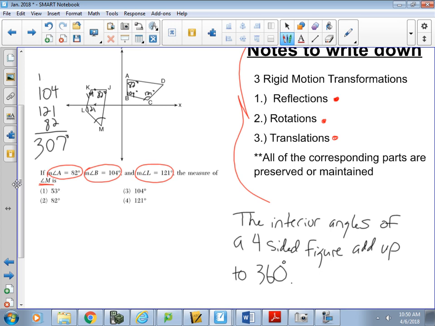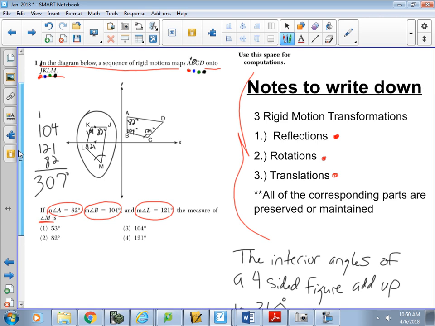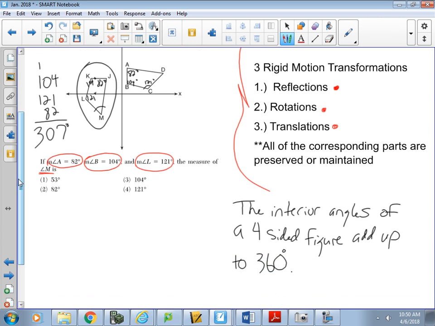So that means the three angles in this quadrilateral, this four-sided figure, which is called a quadrilateral by the way, are 307 degrees. So now I just do 360 minus 307, and you end up with 53 degrees. That's the measure of angle M, 53 degrees. So go ahead and write anything down that you need to write down.